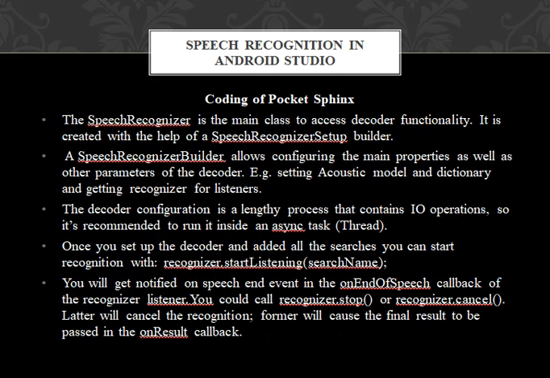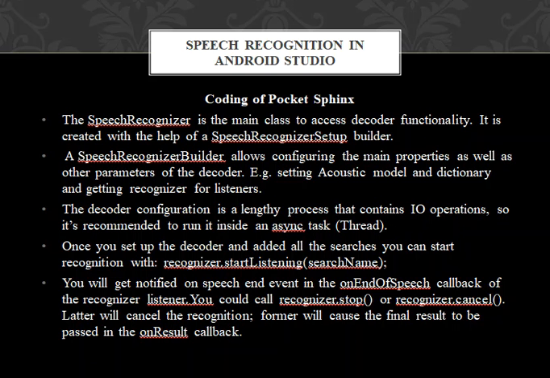The speech recognizer is the main class to access decoder functionality. It is created with the help of a speech recognizer setup builder. A speech recognizer builder allows configuring the main properties as well as other parameters of the decoder. For example, setting the acoustic model and dictionary and getting the recognizer for listeners.